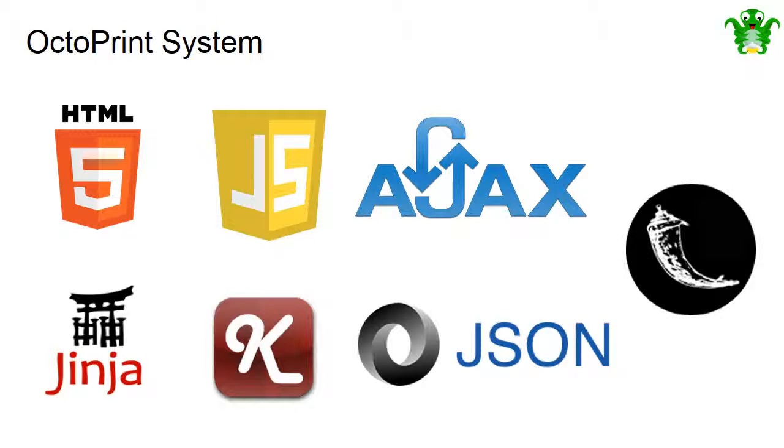OctoPrint's backend is built utilizing the Python Flask framework. Its front end is composed of HTML, Jinja 2, JavaScript, Knockout.js, and utilizes AJAX and JSON to handle communication with the server through a REST API.